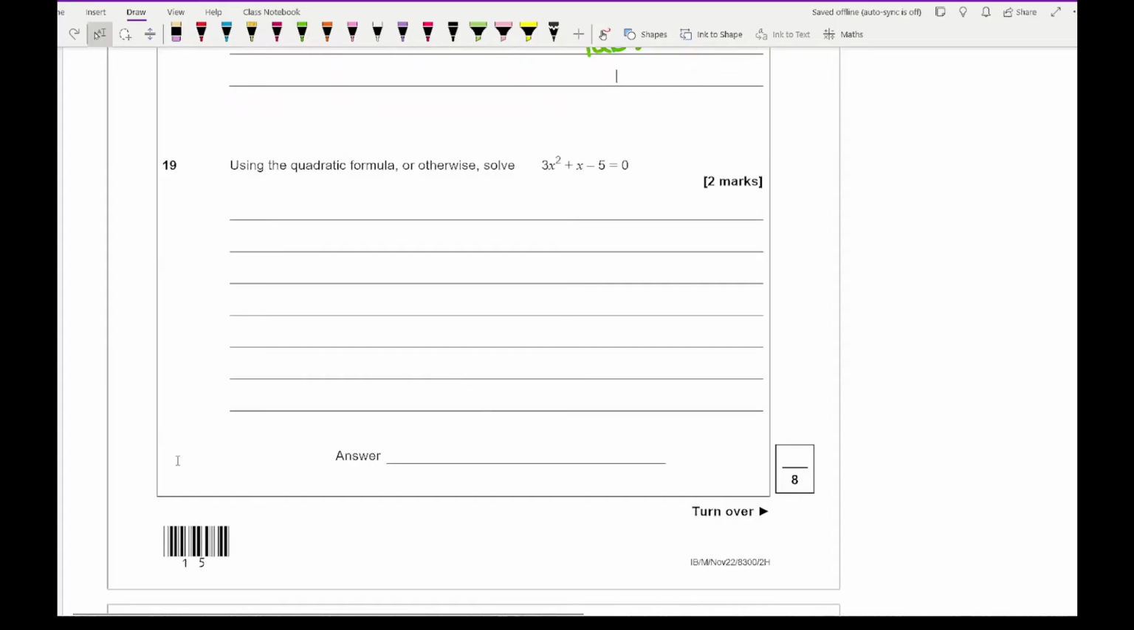Moving on to question 19, it says using the quadratic formula otherwise solve, and then we've got this equation here. Now the otherwise basically refers to using completing the square, but because it says quadratic formula, we pretty much need to do that. Now we know it's equal to 0, so that's a massive help. So we've got a equals 3, b equals 1, and c equals -5. Then what you want to do is substitute the numbers in.